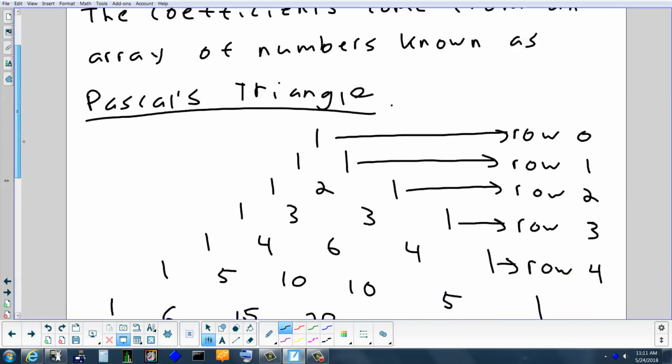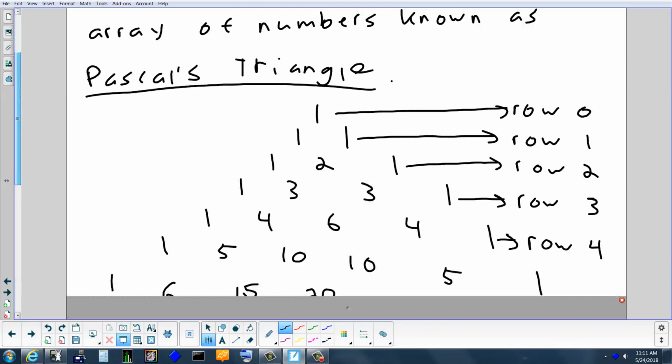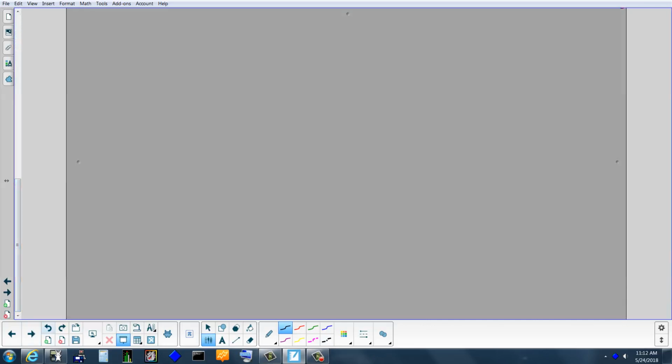Okay, so Pascal's triangle basically starts out with 1 at the top, and then going down on the outside edge of that triangle is all 1s. And each number is the sum of the 2 that are directly above it. So 1 plus 3 gives you 4, 3 plus 3 gives you 6, and so on.